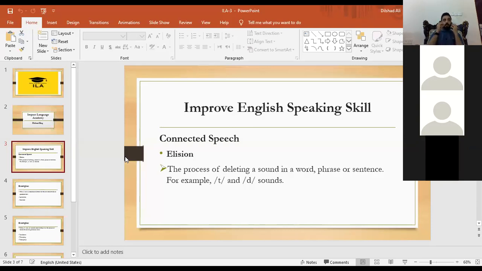And we also have assimilation, which we will talk about next week. Elision is all about, most of the time, te and de sounds.